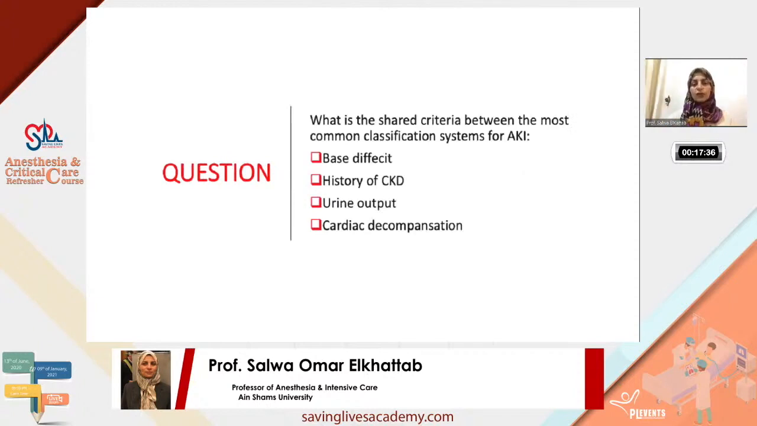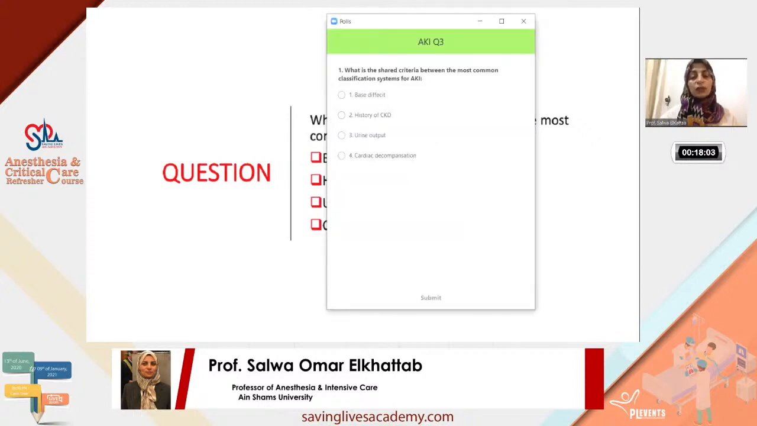Let us go to this question. What shared criteria are there between most of the common classification systems? As we mentioned, there are many classification systems. What do you think is the most shared criteria? Is it base deficit? Is it the history of chronic kidney disease? Is it the urine output and changes in the urine output, or having cardiac decompensation? What is the most shared criteria for diagnosis of AKI in most of these systems?